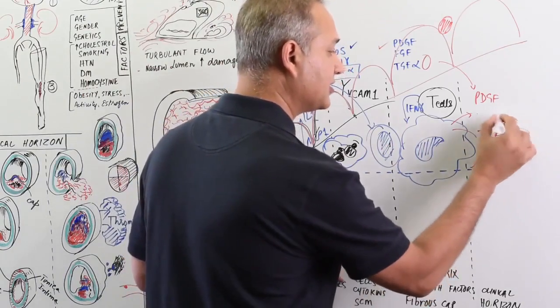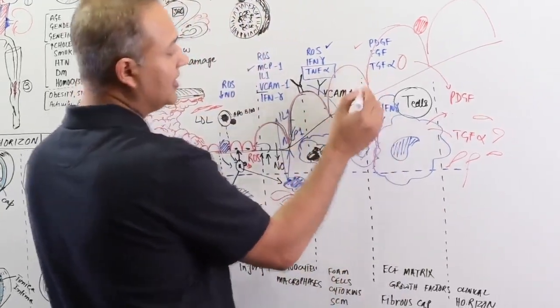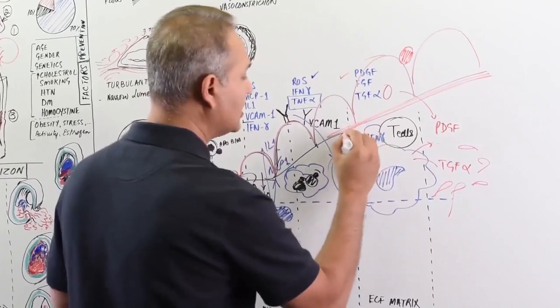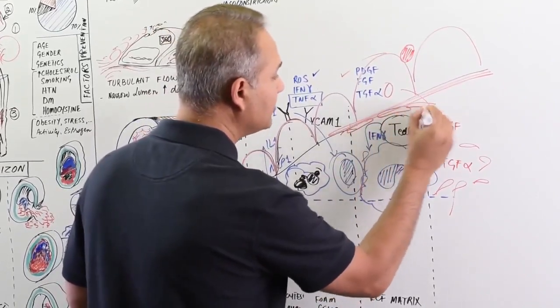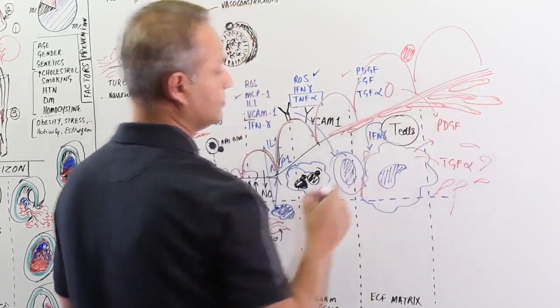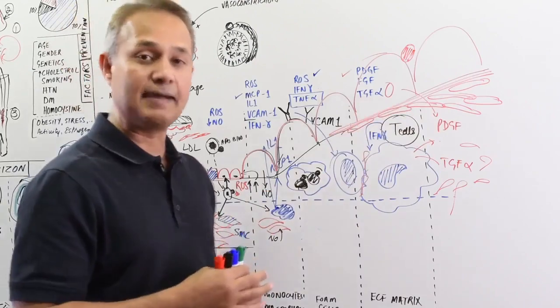So they'll start coming here, and these smooth muscle would start going up towards the endothelium basement membrane and start lining up under the basement membrane. So this is the formation of a cap now.